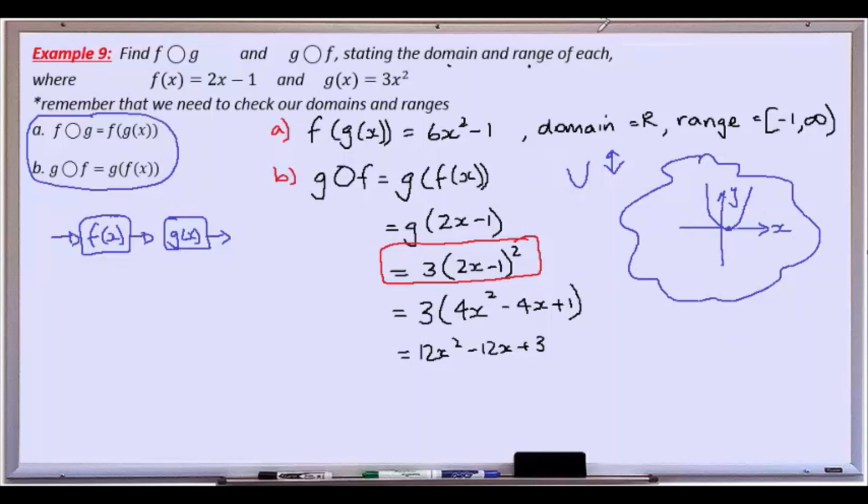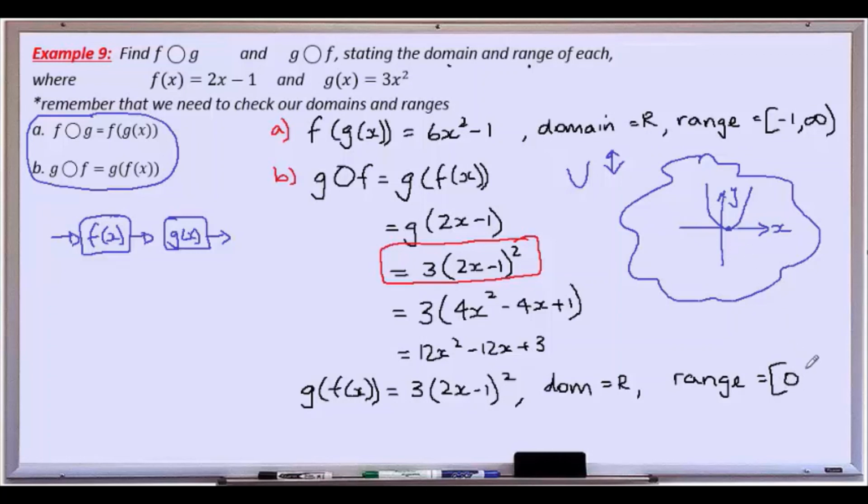So therefore, for this function, I'm going to write it as this, because that's actually the best mathematical way to write it. So g of f of x equals 3 times 2x minus 1 squared, where my domain, again, are real numbers, and my range is from 0, including 0, because it touches the axis, up to infinity. And now I've answered the question on composite functions, considering the domain and range and any pitfalls which we might have had, but fortunately didn't have in this question.